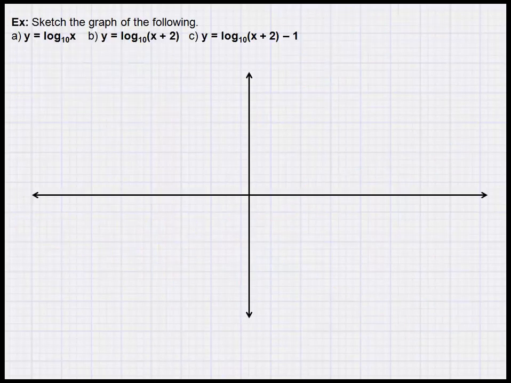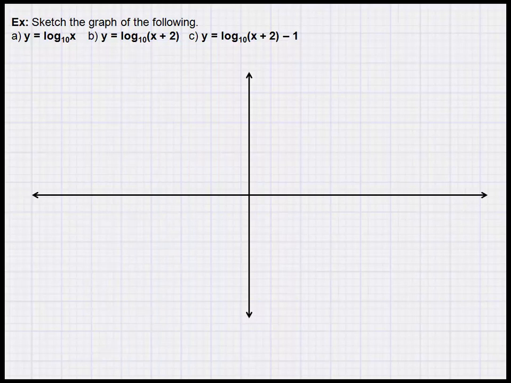So let's sketch a couple of logarithmic graphs. And I'm going to put them all on top of one another so you see how it changes. If you know how to do translations, then you should be able to draw every one of these graphs. And that's the only way we're going to do it. Much like exponentials, we're going to graph these using translations.